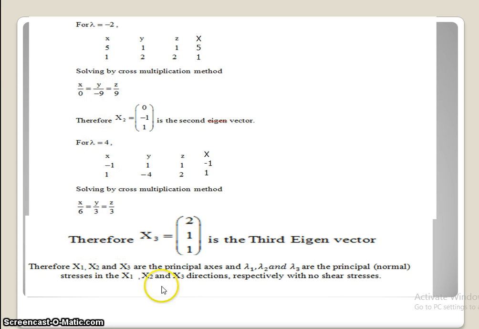Therefore x1, x2, x3 are the principal axes, and lambda 1, lambda 2, lambda 3 are the principal normal stresses. The principal stress is based on the eigenvalue. The eigenvector is nothing but the principal axis, x1, x2, x3, that is the direction. Therefore there are no shear stresses in this problem. This is the idea for finding the solutions, principal axis and principal stress. Principal axis is based on the eigenvector, principal stress is based on the eigenvalues. Okay, thank you.